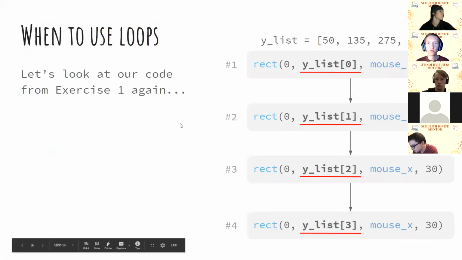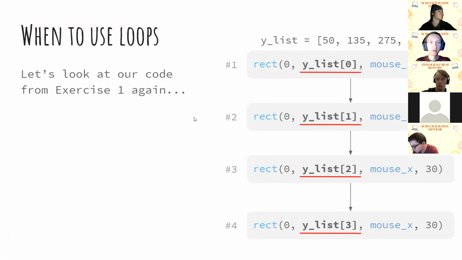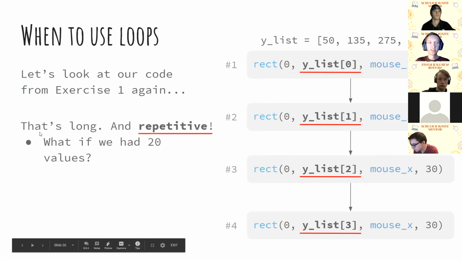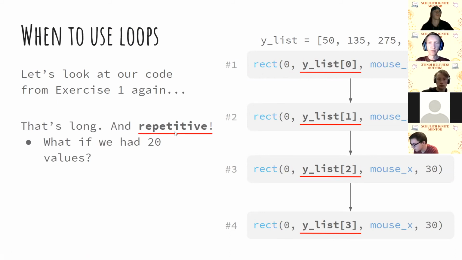All right, so when to be using these loops? Let's go back to the code that we had in that exercise 1. You remember that we had those 4 lines where we were drawing 4 different rectangles, and each time we were using one of those values from the Y list. So we notice that this is pretty long, and it is definitely repetitive.